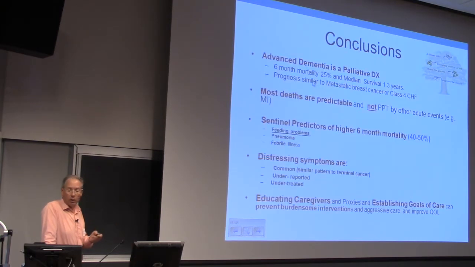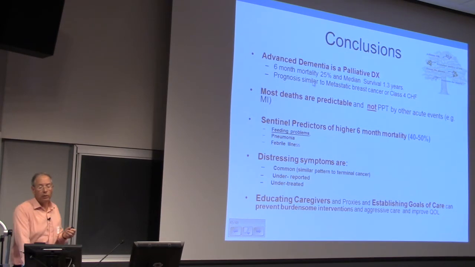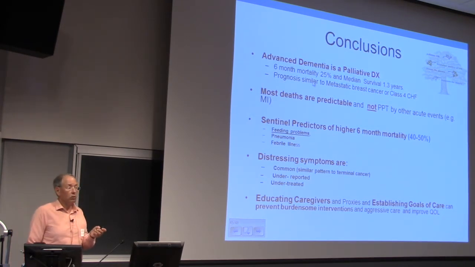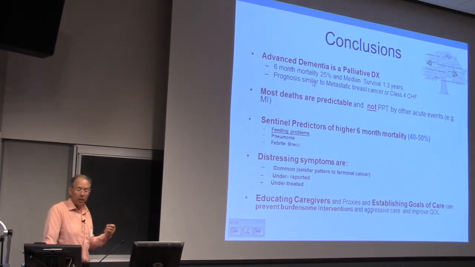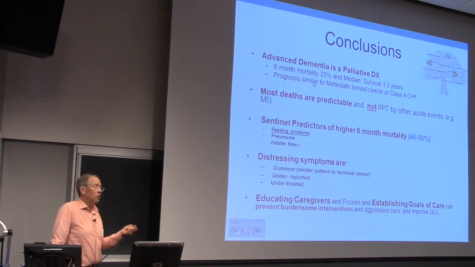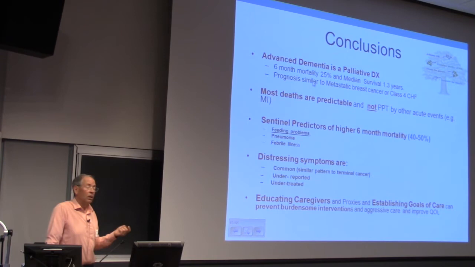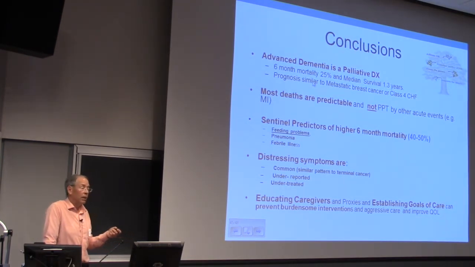Okay. So just in conclusion, advanced dementia is a palliative diagnosis. We need to think of it that way. If you think about the 6-month mortality, it is about 25 to 40%, median survival 1.3 years. That's the same prognosis as metastatic breast cancer. And it's the same prognosis as people with class 4 congestive heart failure. It's a fatal disease. It's a fatal problem.